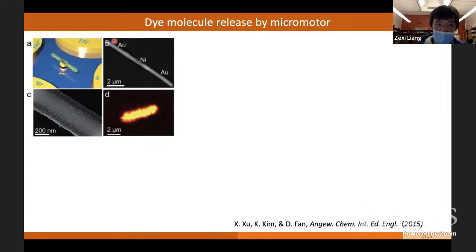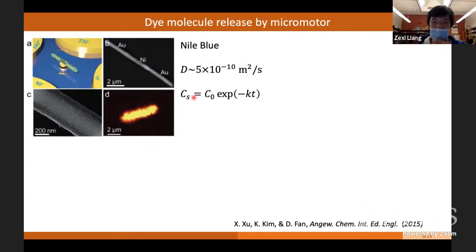Furthermore, we coat the nanomotor surface with a thin layer of silica, which can load drugs. In this case, we study a biomolecule, Nile blue, as the analyte, and we further synthesize small silver nanoparticles on the surface, so that they have a plasmonic response to the laser, and we can use SERS, surface enhanced Raman spectroscopy, to monitor the concentration of the dye molecule at a certain location over time.